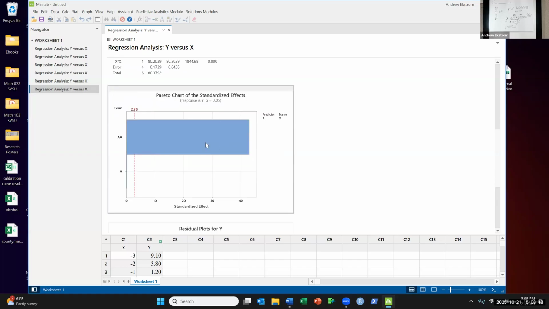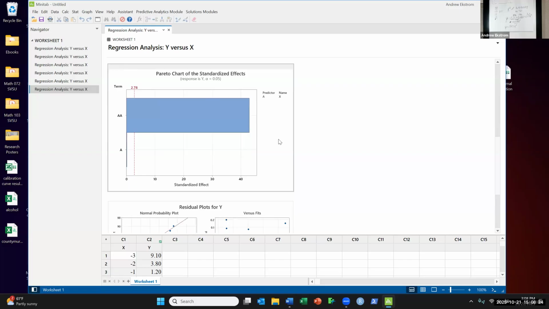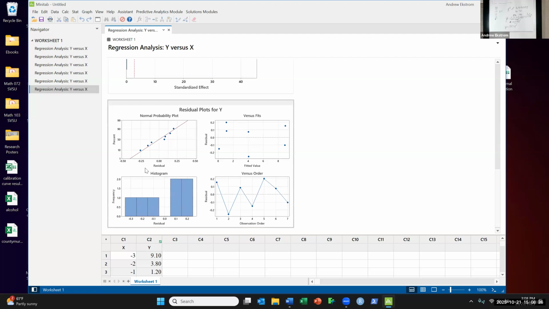Pareto chart is still telling us that x squared seems to be statistically significant based on what we're looking at. The residuals, do the blue dots seem to be up along the red line here? Yeah. Does there seem to be any pattern of data in here? No. Does there seem to be a pattern of data down here? No.